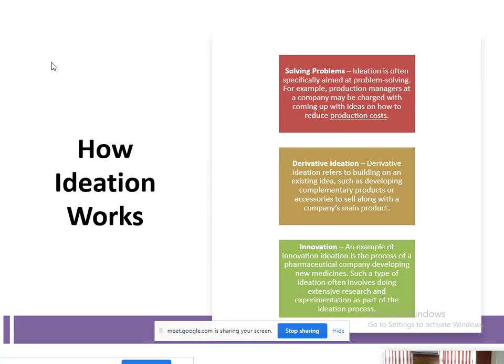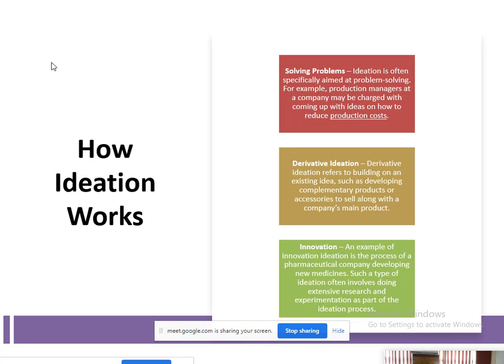Next is innovation. An example of innovation ideation is the process of a pharmaceutical company developing new medicines, and such a type of ideation often involves doing extensive research and experimentation as part of the ideation process. Already we talked about it: there is a framework which includes the methodology.